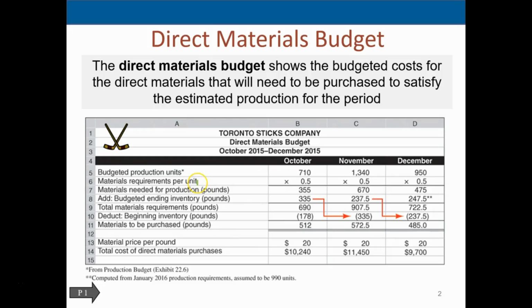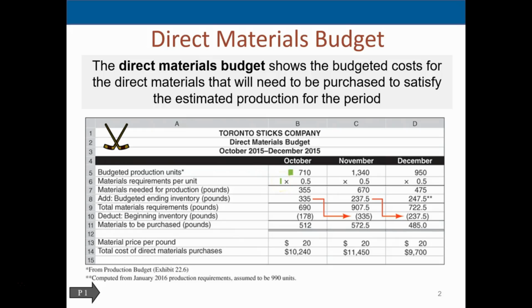So we're going to have a similar type of calculation. We've got the budgeted production units, and that's going to come from the last calculation, the production calculation that we had prior. And remember, it's not the actual units that we believe we're going to sell. We had to take those sales units and then account for the ending inventory and the beginning inventory to come up with the amount that we believe we need to produce.